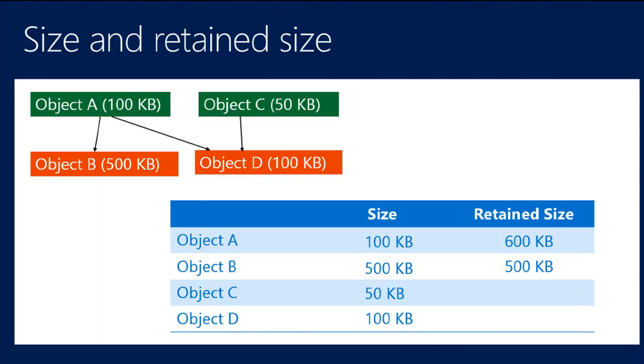Object C's retained size, anyone know what that would be? 50. Because object A is also pointing to object D, the retained size of object C is only its own size because another object is pointing at object D. So object C is not solely responsible for object D. Object D's retained size then is 100. That's right. So this gives you a sense, a feel in a picture, for when we might be retaining memory in a garbage collection scenario that we may not intend to do.